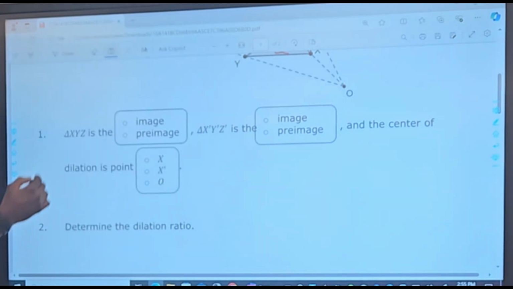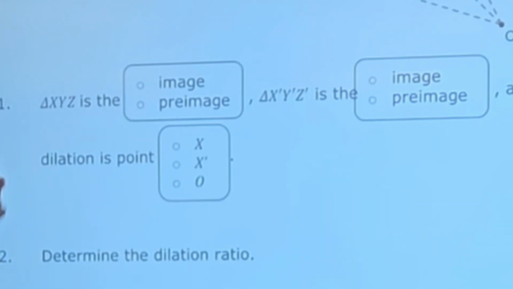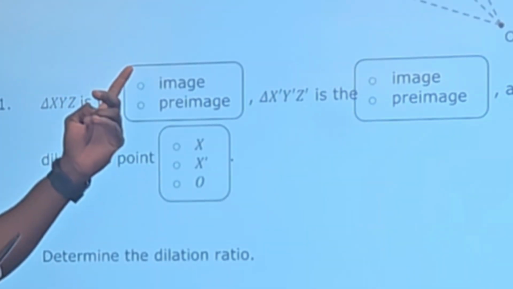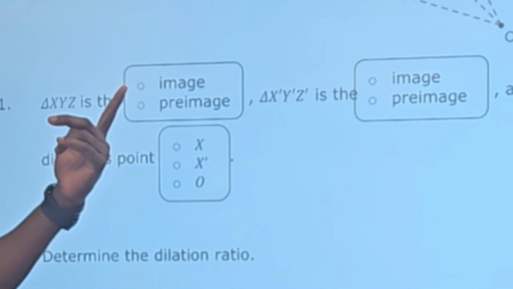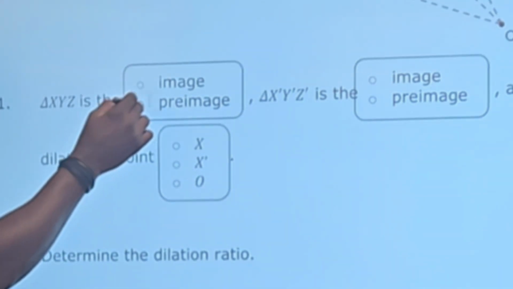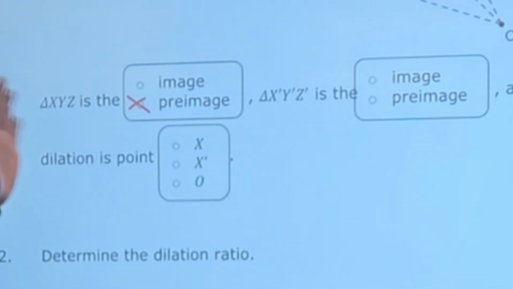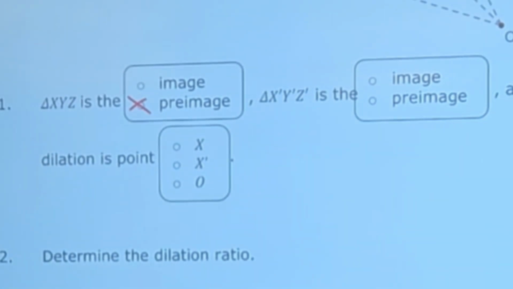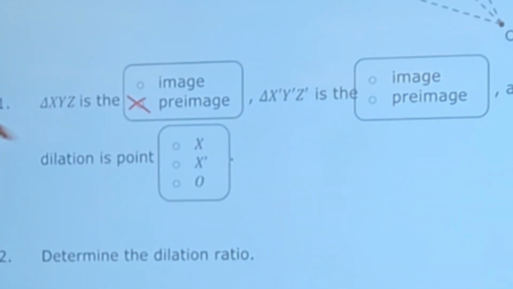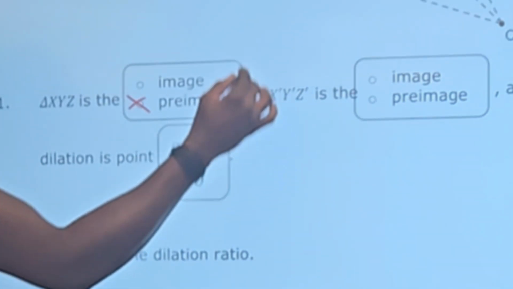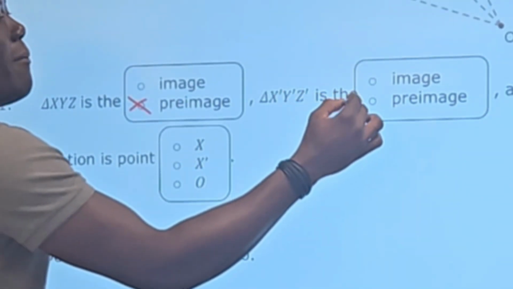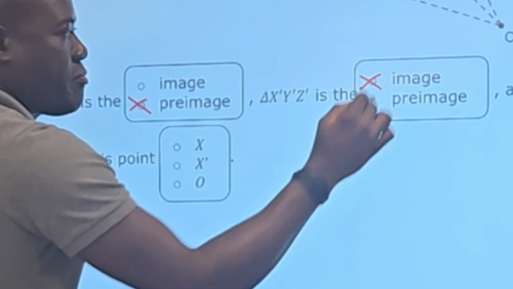First question says here, triangle XYZ is image or pre-image? It is the pre-image. So this one is the pre-image. And whenever we have same letters, the image will come with the prime on it. So there is no prime on this right now, right? So it's the pre-image. That means x prime, y prime, z prime is image.